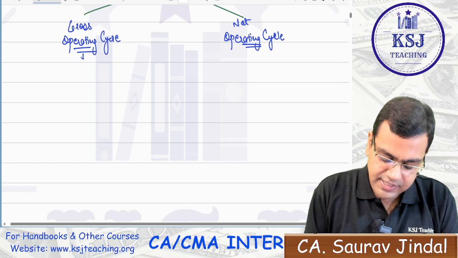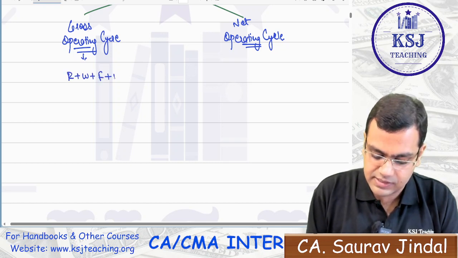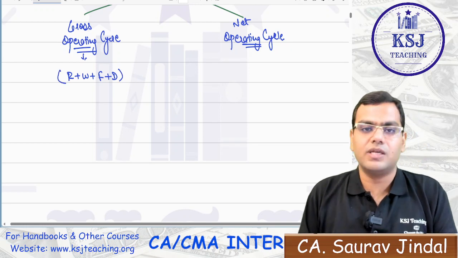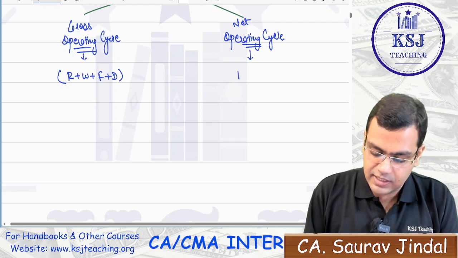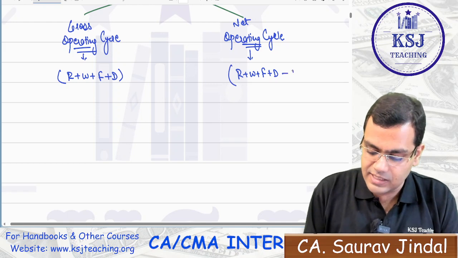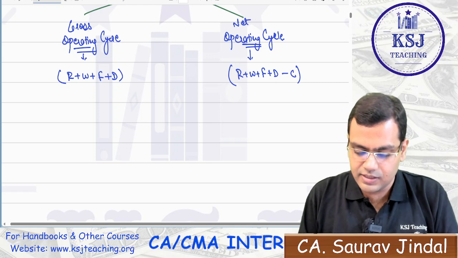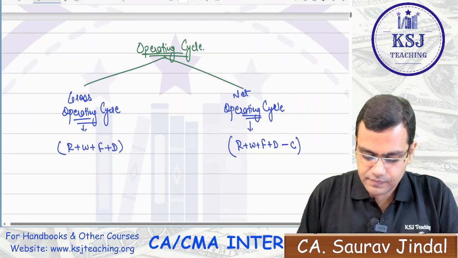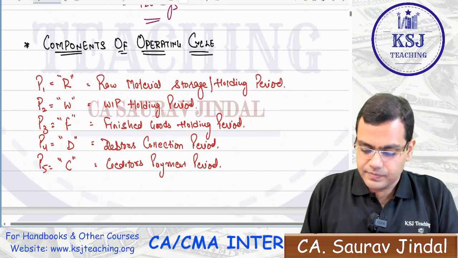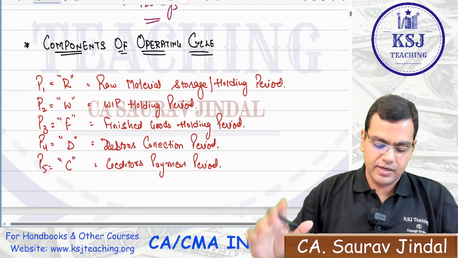Now, what is gross operating cycle? The gross operating cycle is represented by R plus W plus F plus D, without considering the period being allowed by the creditors. And what is net operating cycle? It is R plus W plus F plus D minus C. Whatever period is allowed by the creditors, we subtract that, and that becomes the net operating cycle.